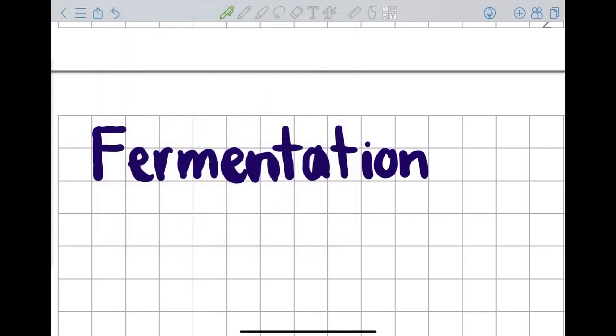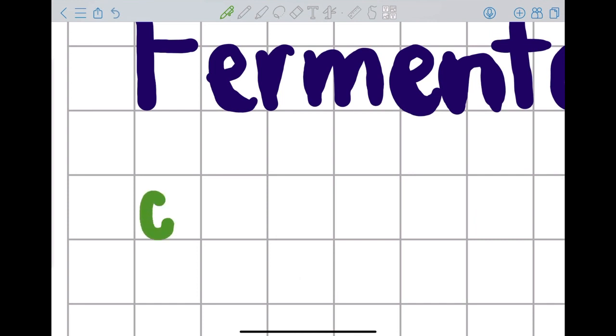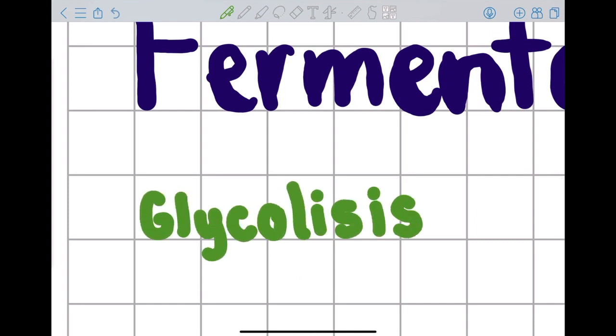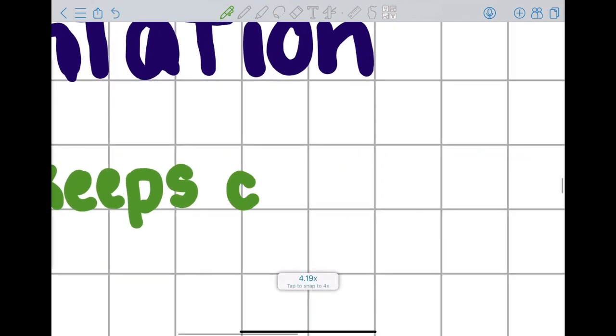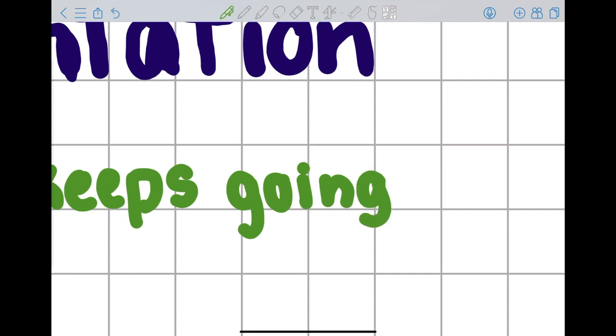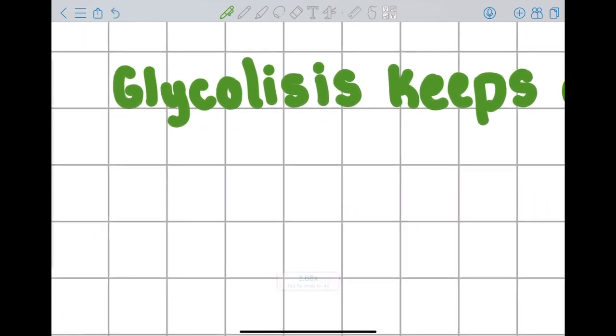But what happens when there is no oxygen? The cell still needs to keep making ATP because it is a source of energy. But how does the cell do it? Basically, glycolysis keeps going. That's the way the cell keeps producing ATP.